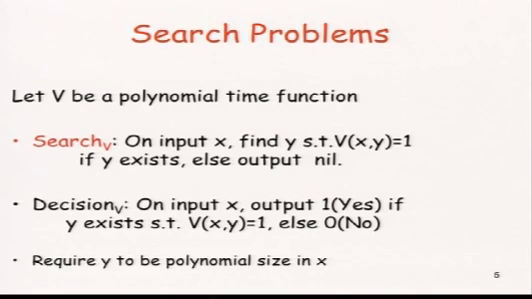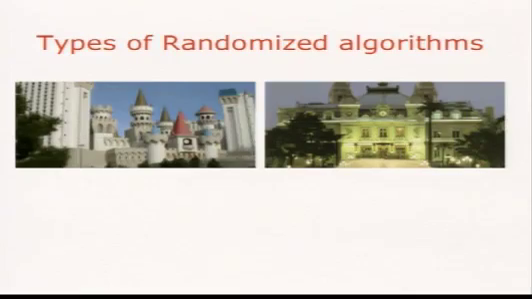And as I said, we're interested in randomized algorithms and asking, are they good enough or should we look for deterministic ones? So what are the types of randomized algorithms that people usually talk about in theoretical computer science? They talk about these algorithms called Monte Carlo and Las Vegas algorithms.